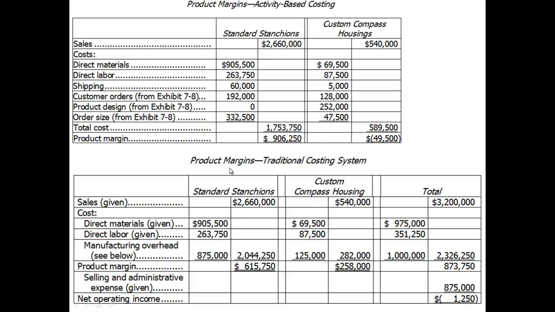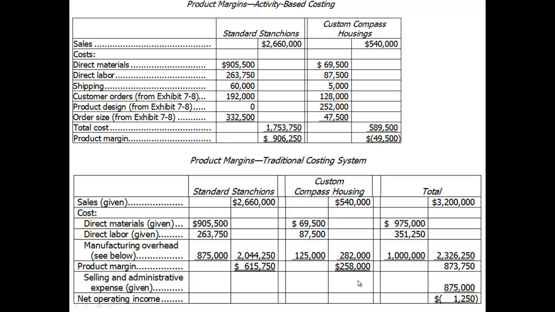When you compare activity-based costing to traditional costing systems, remember, these two systems are going to be used side by side. ABC is not a replacement for traditional costing systems. So when we look at the traditional costing system, you're going to look at same sales, same direct materials, same direct labor, but the manufacturing overhead is going to be assigned either using process costing or job order costing. And you can see that the product margin here was $615,000. That's a big difference from the $906,000 that we have in activity-based costing.